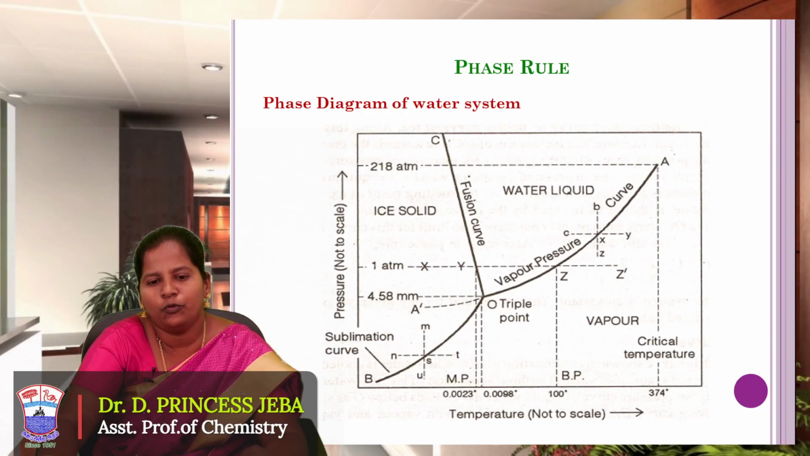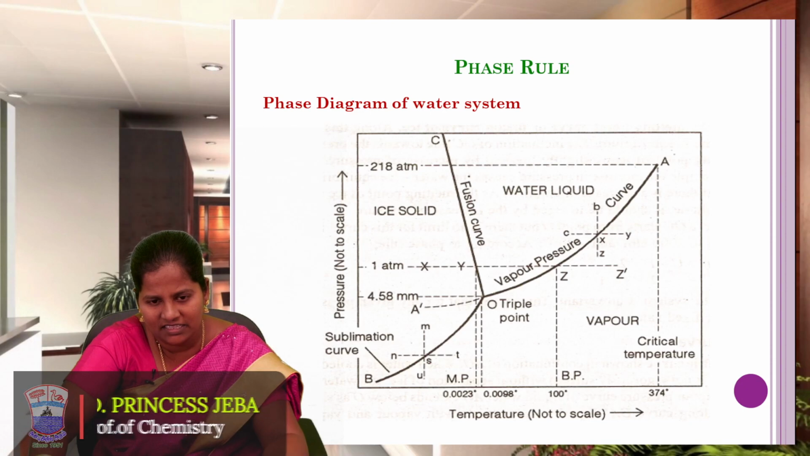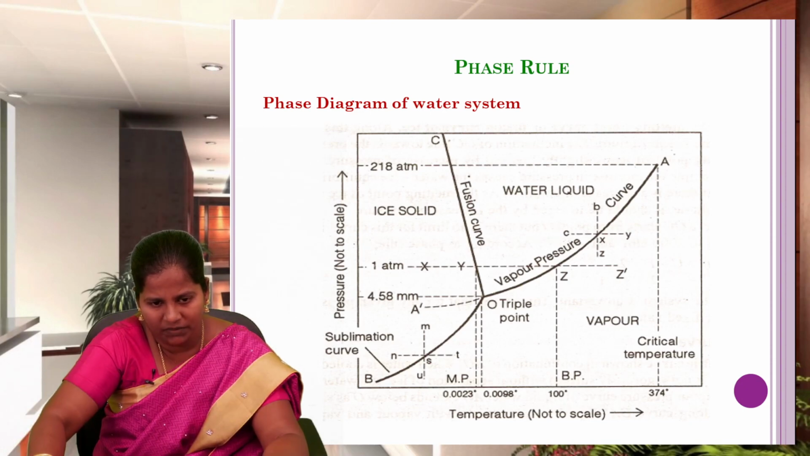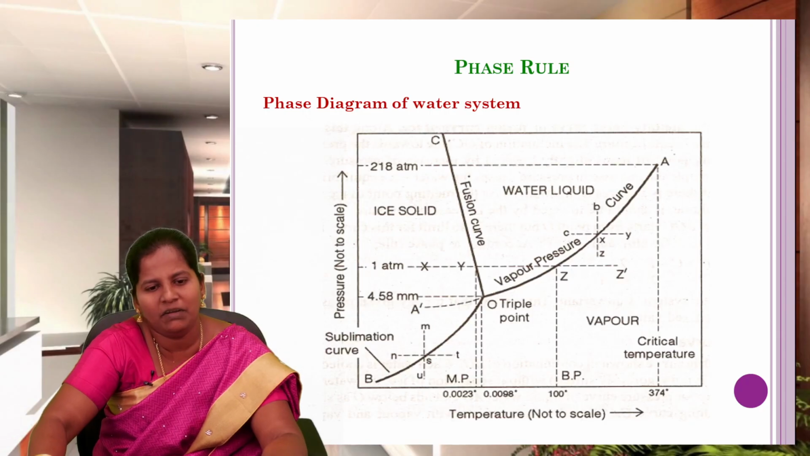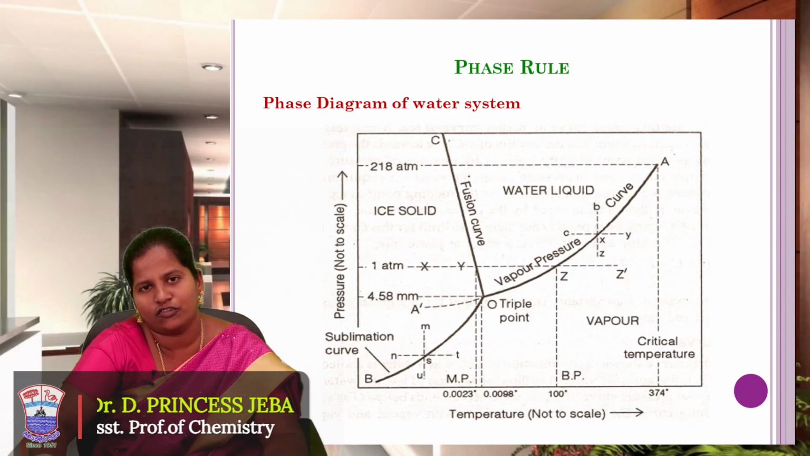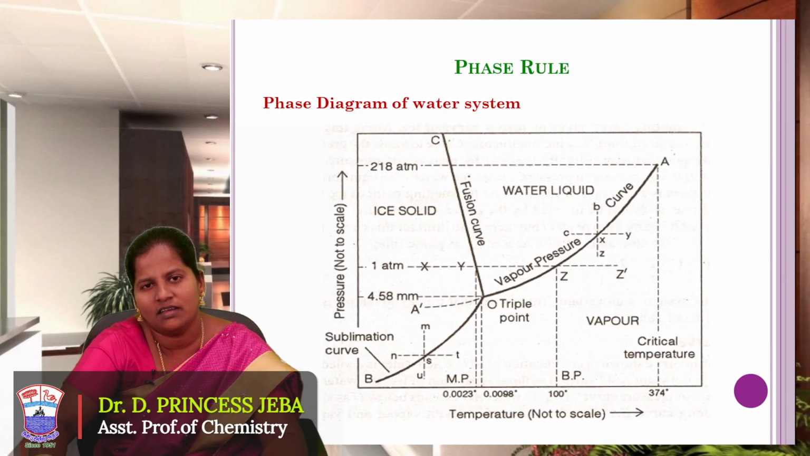That is, when you plot temperature versus pressure at a particular composition, we get a curve like this. Here in this curve, O is the triple point and OB, this curve OB, which is called as the sublimation curve. Sublimation means conversion of solid directly to the vapor phase is called as sublimation. If a solid is directly converted to vapor, it is called sublimation. So ice which is in equilibrium with water vapor is called as the sublimation curve.